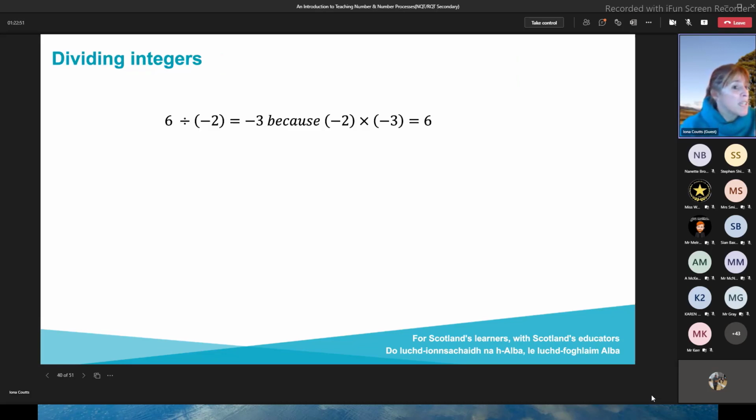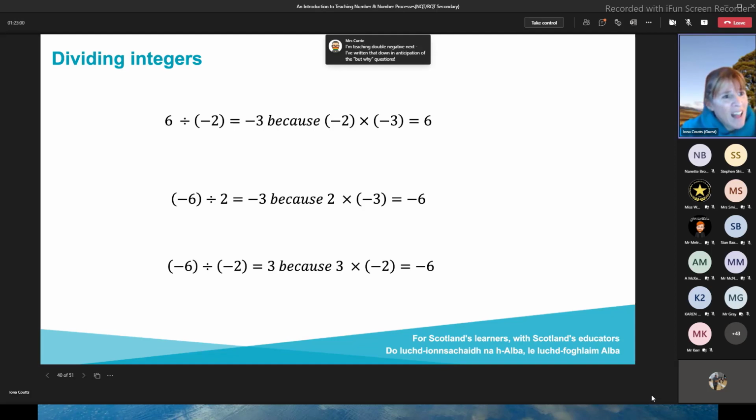And then if we're looking at division, again, some division calculations are very straightforward to justify. If you look at the last one, -6 divided by -2, why is that 3?